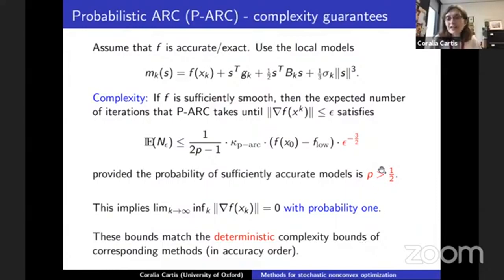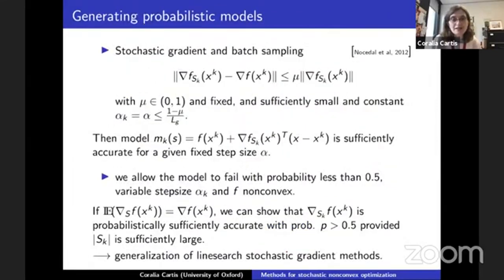If you want different guarantees, this probability here, greater than a half, correlates with how you increase and decrease the trust region. In this case, you decrease it by half and increase it by two. So there is a correlation between the factors by which you increase and decrease, but you can change those and then adjust this probability.